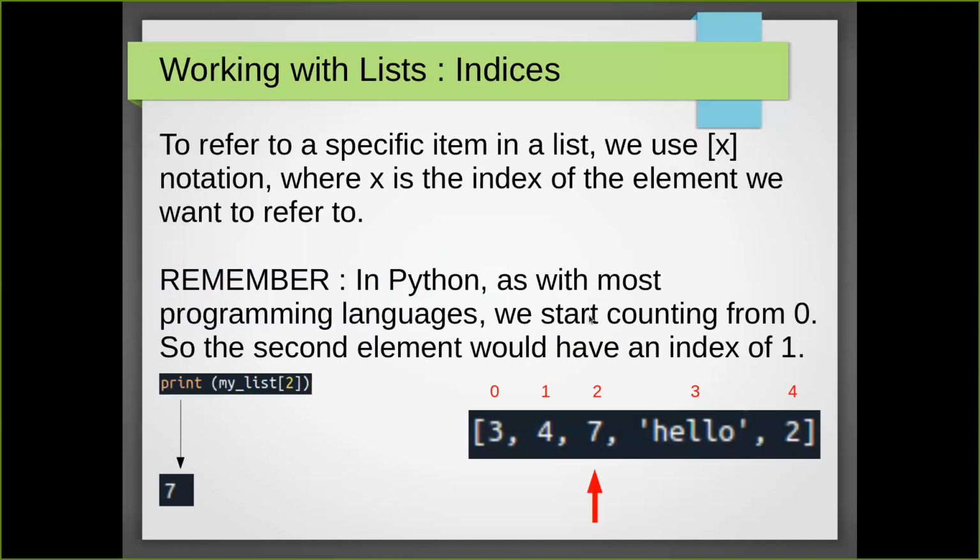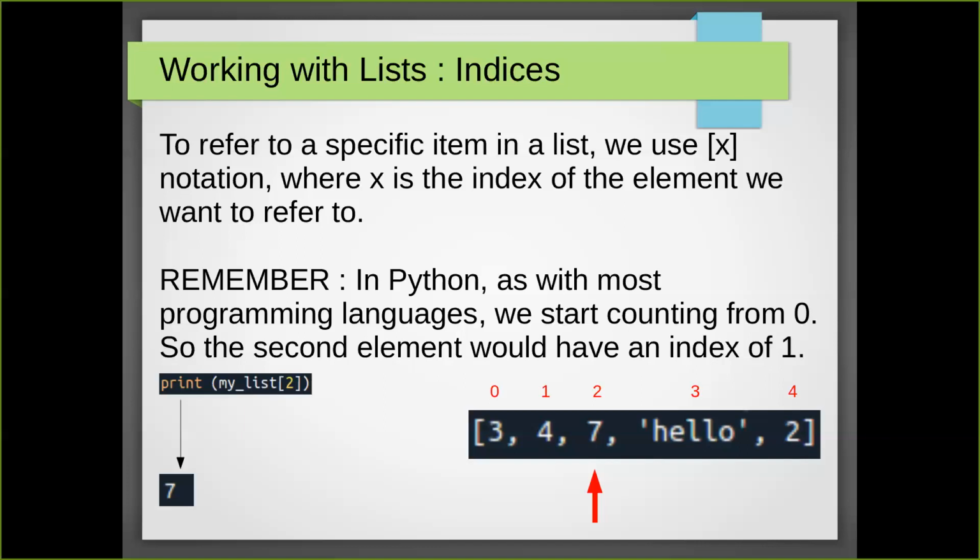Now, we said that lists are ordered, and that's important. What that allows us to do is refer to specific items in a list according to their index, where it is within the list. Now, as I said to you before, in Python, as with most programming languages, we start counting from 0. And here's an example where, if you're not used to programming, this will take a little while to get your head around.